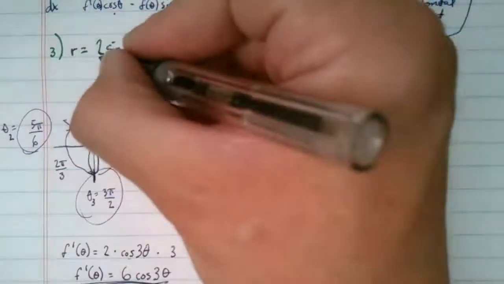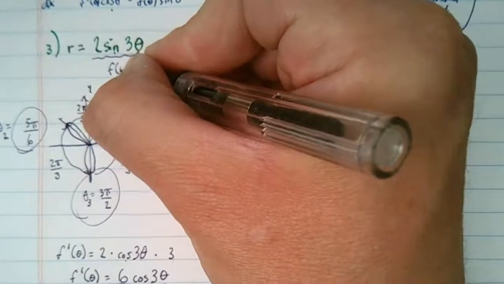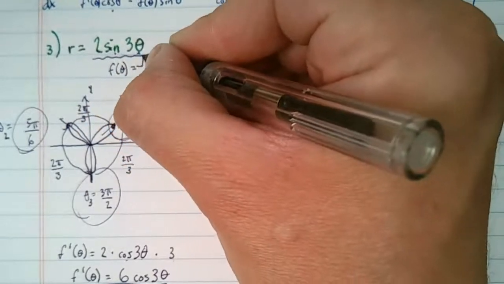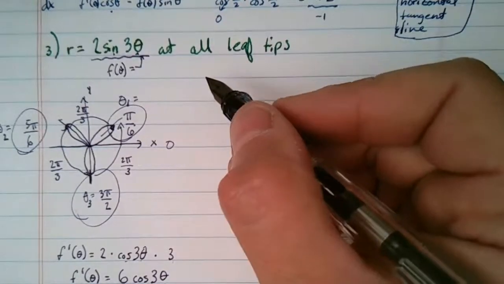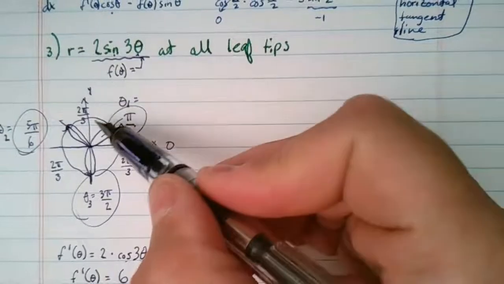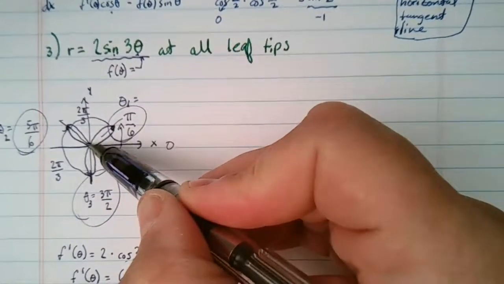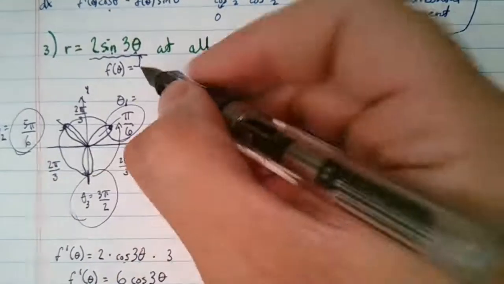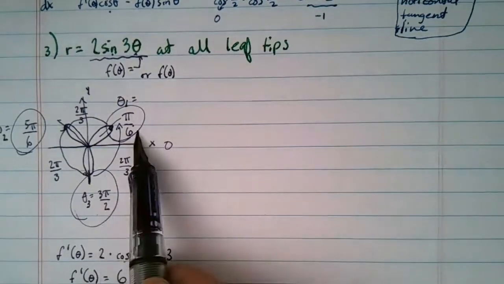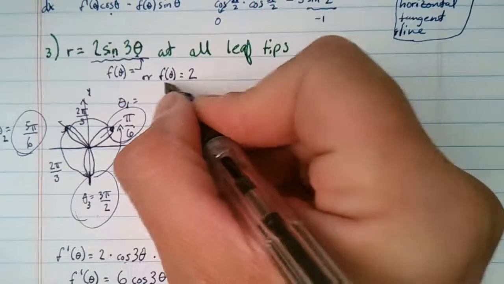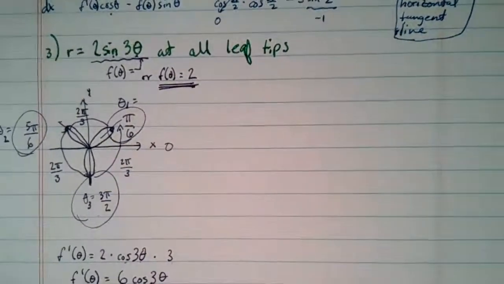That's the first thing I need to know. The second thing I need to know is this is going to be f of theta. The other thing to remember is this is going to have a radius of 2. So this will be a radius of 2. So f of theta at these points is equal to 2. So that's important. F of theta is equal to 2. So I've got f of theta, I've got f prime of theta, and I've got theta. So what do I do? I plug those things into my equation.